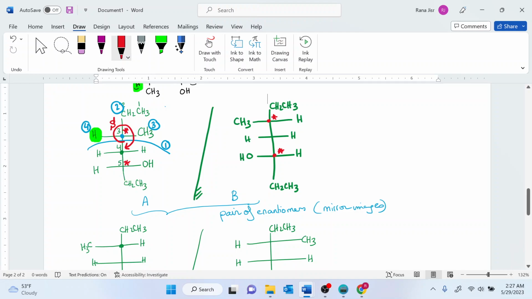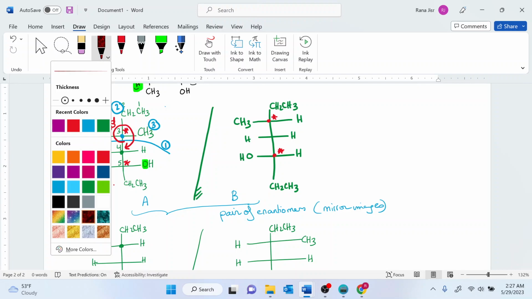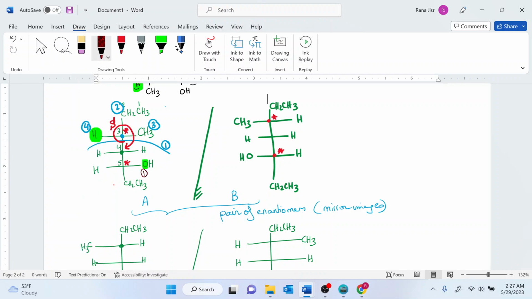Now for 5, we're going to do the same thing. It's connected to an oxygen, so definitely this is going to be priority number 1. This whole thing is going to be priority number 2, and that is going to be priority number 3. This whole thing is priority 2 because take a look at how many carbons it's connected to. A carbon and a carbon. Here it's connected to a carbon and a hydrogen. So this is priority 2, that is going to be 3, and the hydrogen is going to be priority 4.